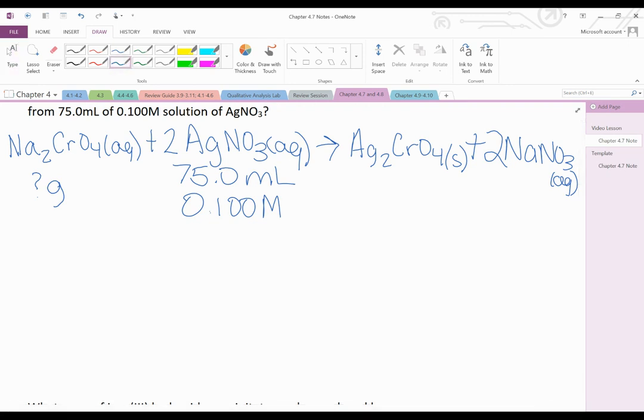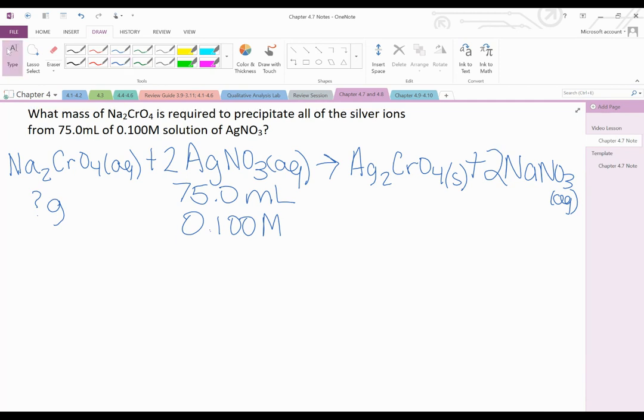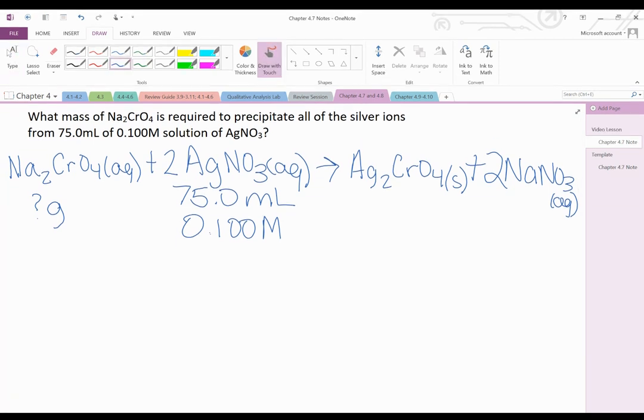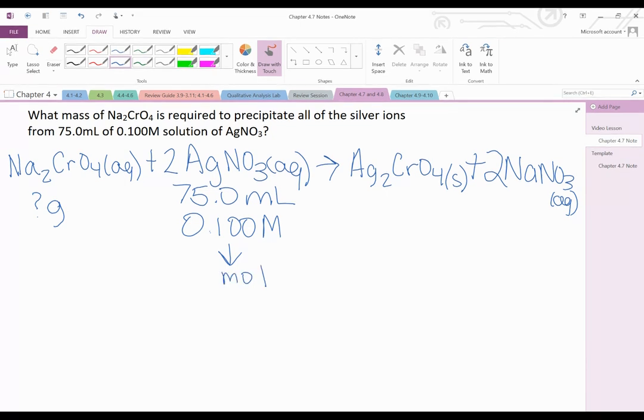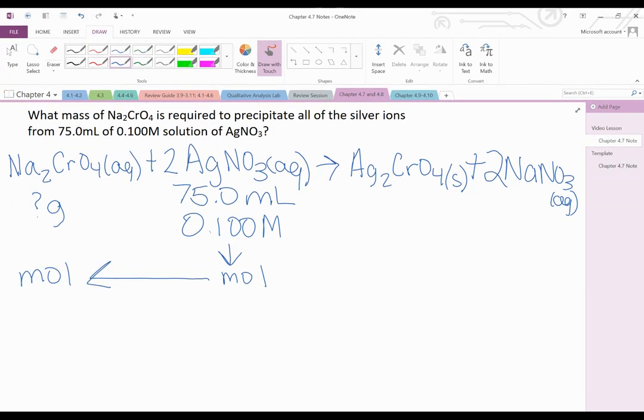So I'm going to start with the volume of my silver nitrate. Think about this: I'm going to convert to moles of silver nitrate, then convert to moles of sodium chromate, and then to grams. That is kind of my pathway I'm going to use.